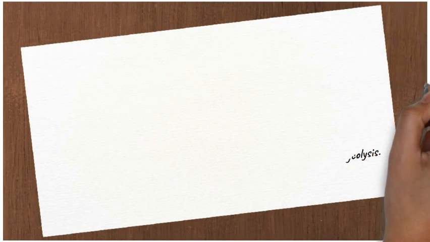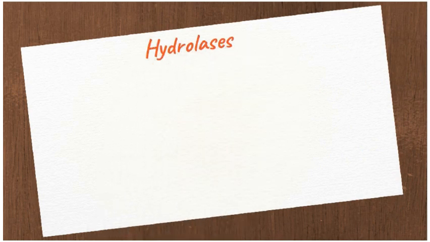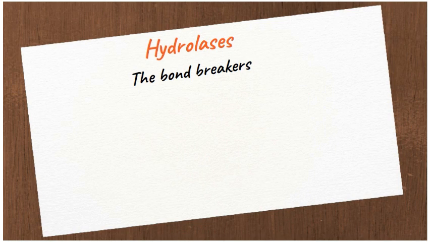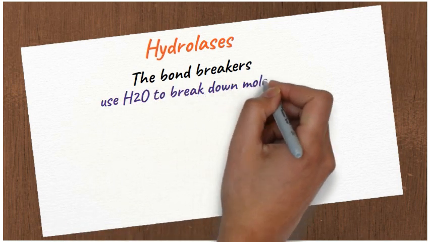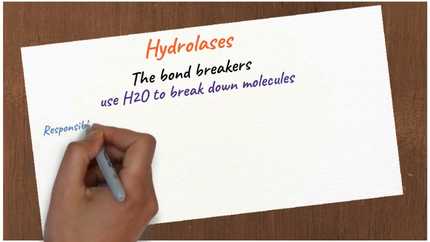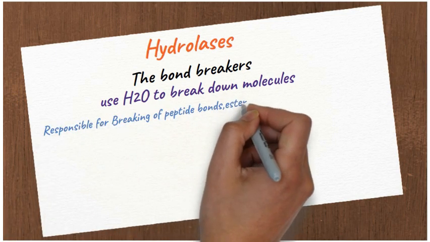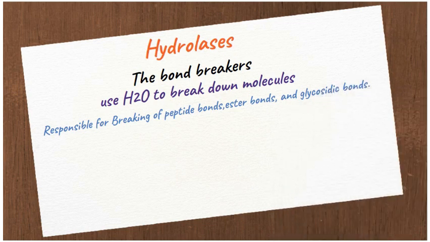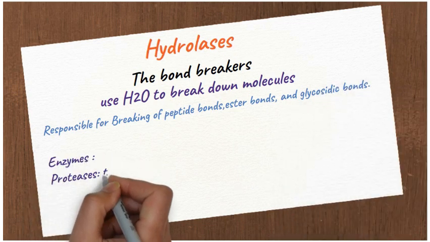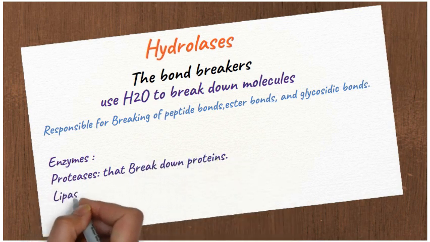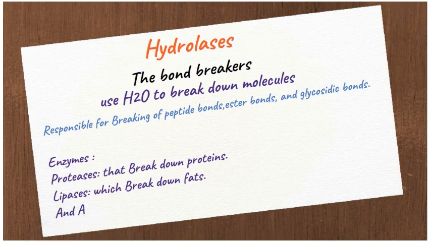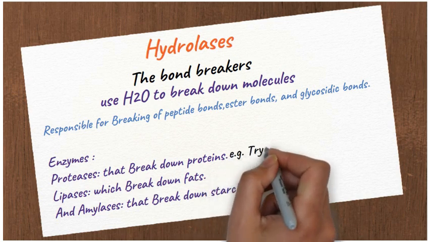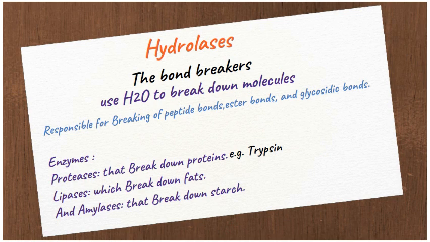So moving on to number three, we have hydrolases. Hydrolases are known as the bond breakers. These enzymes use water to break down molecules. They're responsible for breaking of peptide bonds, ester bonds, and glycosidic bonds. We can find enzymes like proteases, lipases, and amylases in this group. So proteases break down proteins, lipases break down fats, and amylases break down starch. For a specific example, we have trypsin, which is a protease that helps to digest protein.